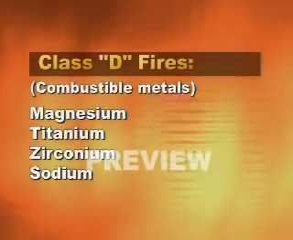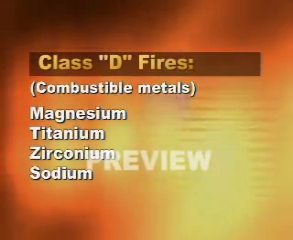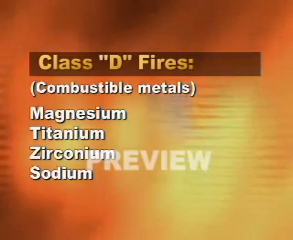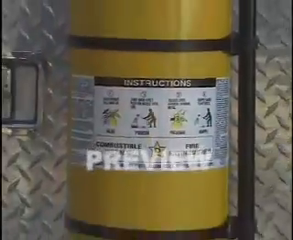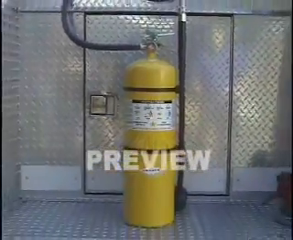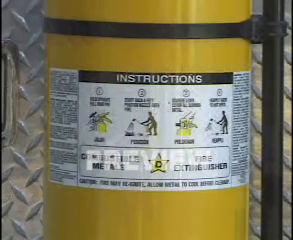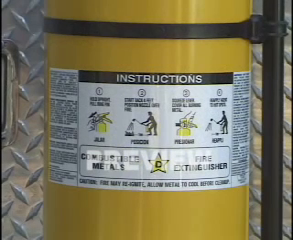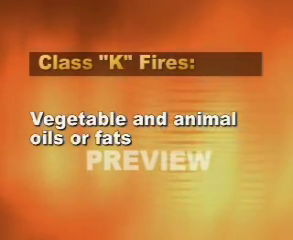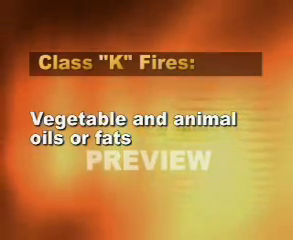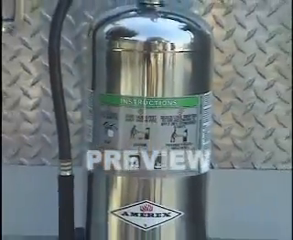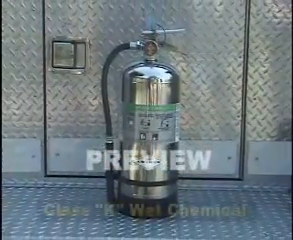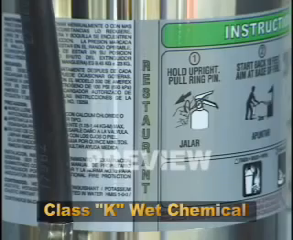Class D. Fires arising from combustible metals, such as magnesium, titanium, zirconium, and sodium are categorized as Class D fires. These fires require specialized techniques to extinguish them. None of the common extinguishers should be used, since they can increase the intensity of the fire by adding an additional chemical reaction. Class K. Class K fires are fires in cooking appliances that involve vegetable or animal oils and fats. The only fire extinguisher that's effective on these fires is a wet chemical fire extinguisher with a Class K rating.